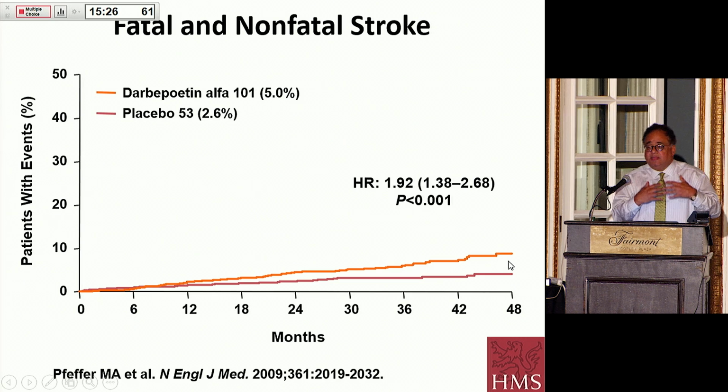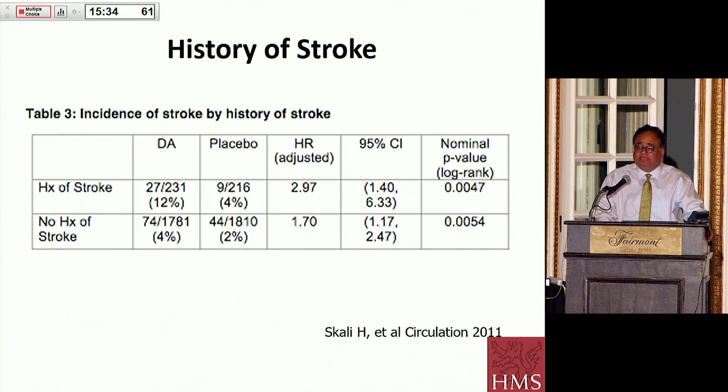And that's why the KDIGO guidelines caution around treating patients with respect to stroke. But the thing they caution you about is if there's a history of stroke, because in the TREAT study, when you looked at the incidence of stroke by history of stroke, those individuals exposed to DA, which is darbepoetin, had a threefold higher risk of stroke compared to those treated with placebo, 12% versus 4%.